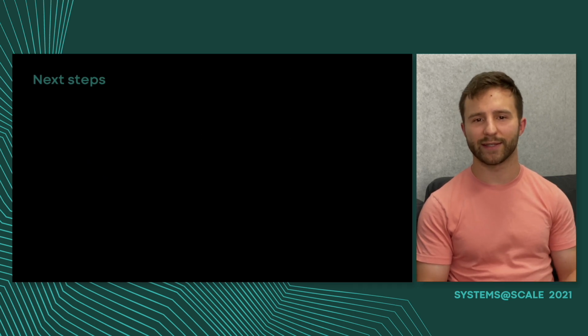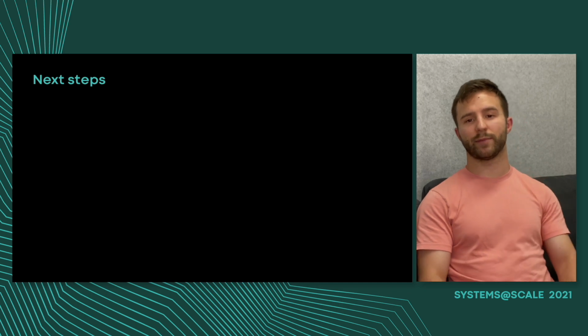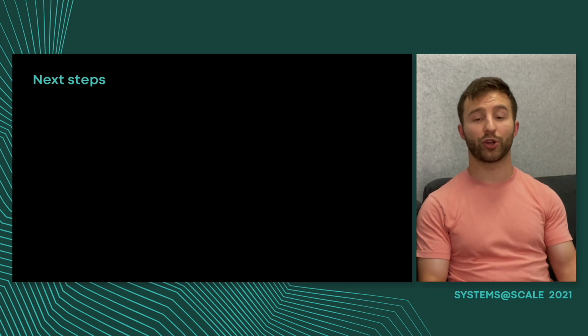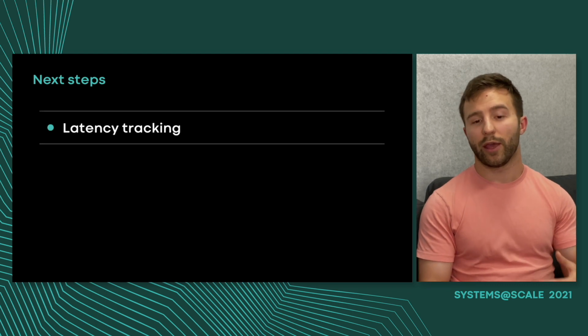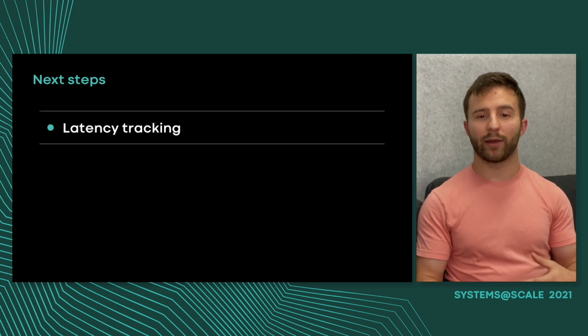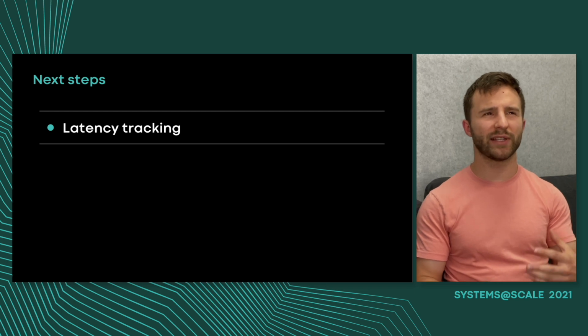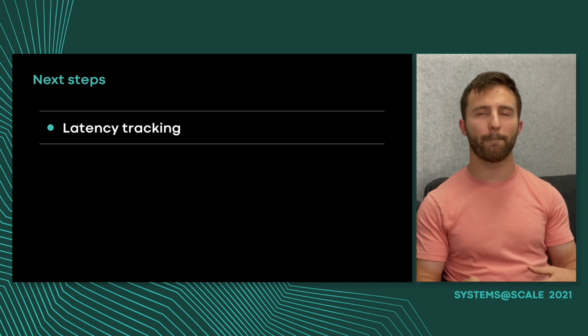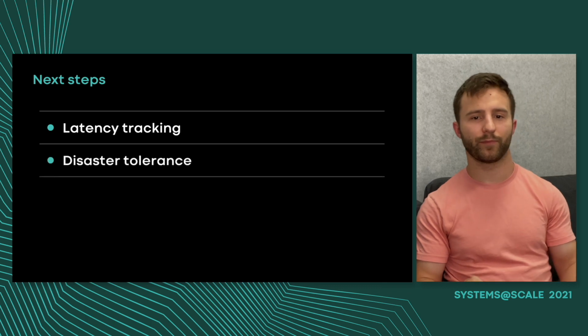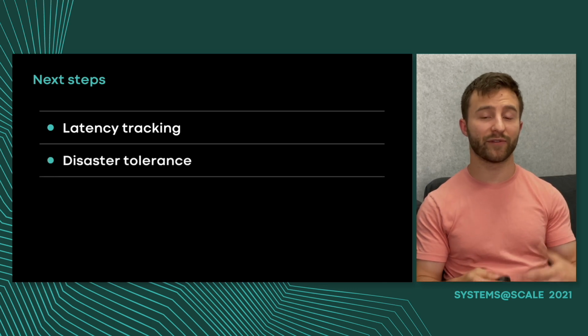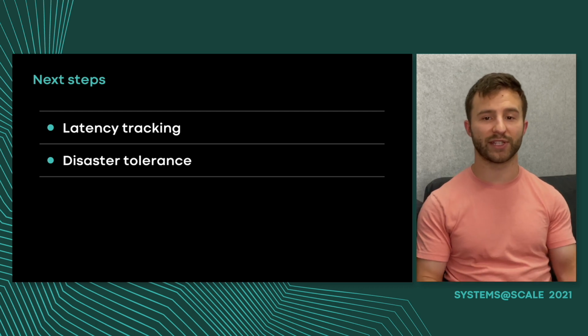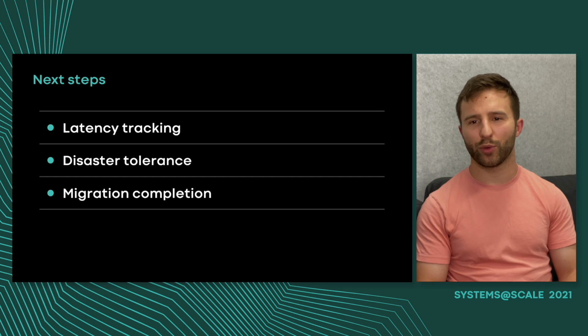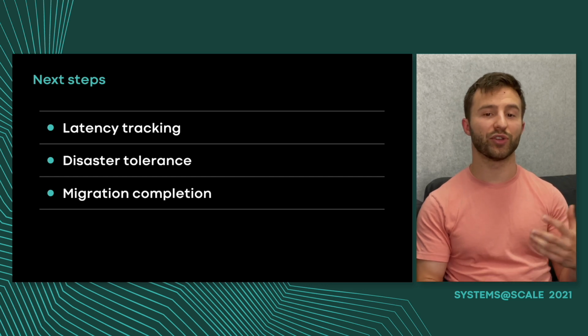But the journey isn't over yet. In addition to improving our system and adding new features, there are a couple of big projects on our horizon. For example, it would be really nice to add latency tracking, which would allow us to catch bugs that don't necessarily result in pushes failing, but might make pushes take longer than they should. We should also have better tolerance for disasters, when a data center goes down due to a power outage or a natural disaster. And lastly, we need to finish our migration to the new system, which means moving over the remaining 5% of traffic. So that concludes our journey.